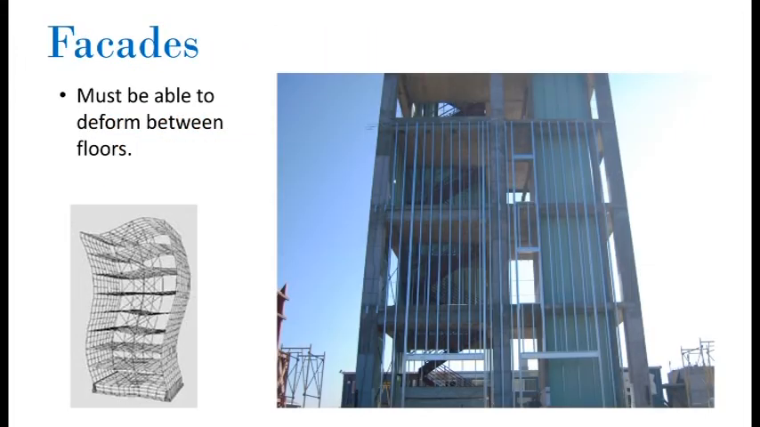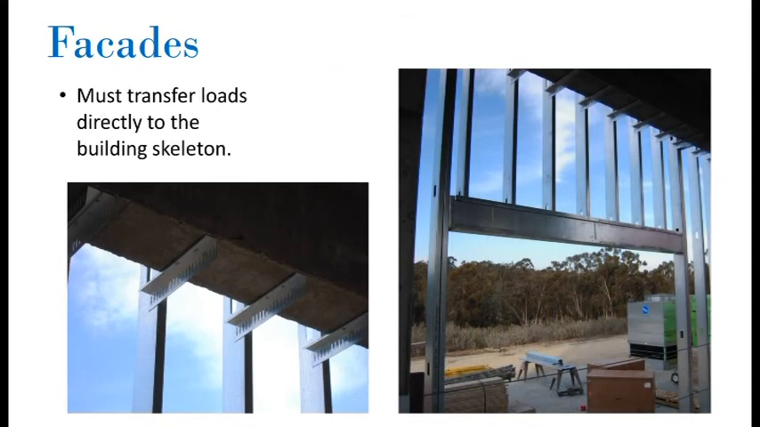Facades must be able to deform with the building. Facades that are connected from floor to floor must be designed to allow for relative movement between the 2 floors. These deflections might be induced by temperature, structural materials contracting or expanding during weather changes, or more extreme earthquake and wind events.